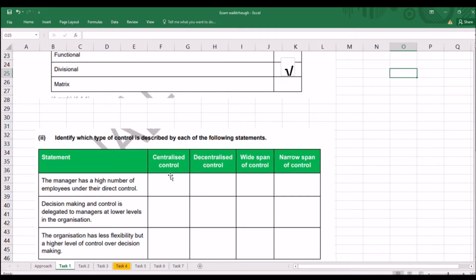Do we want to centralize the control because higher up managers have more understanding of the wider position, more skilled, and therefore it's better off for them to make the decisions? Wide spans of control versus narrow spans of control. So spans of control are, well, step back.